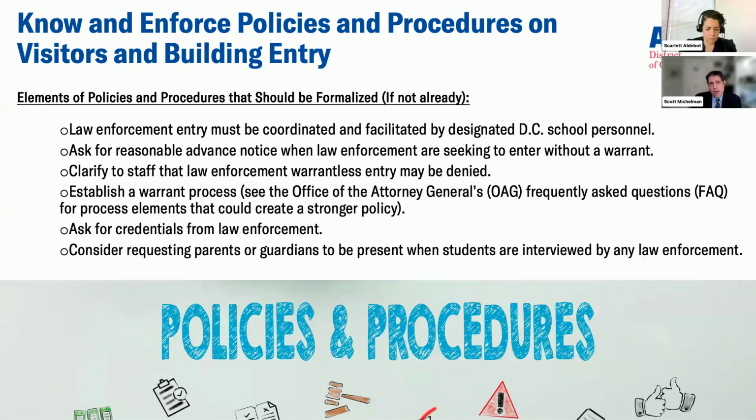So, elements of policies and procedures that should be formalized if they're not already. Law enforcement entry should be coordinated and facilitated by designated school personnel. Ask for reasonable advance notice when law enforcement are seeking to enter without a warrant, and clarify to staff that law enforcement warrantless entry may be denied. That's that consent piece. If you consent, they can come in. If you don't consent and they don't have a warrant, they shouldn't legally be able to come in. Establish a warrant process, and you can look to the Office of Attorney General's frequently asked questions, that's the Office of the DC Attorney General, for process elements that could create a stronger policy.